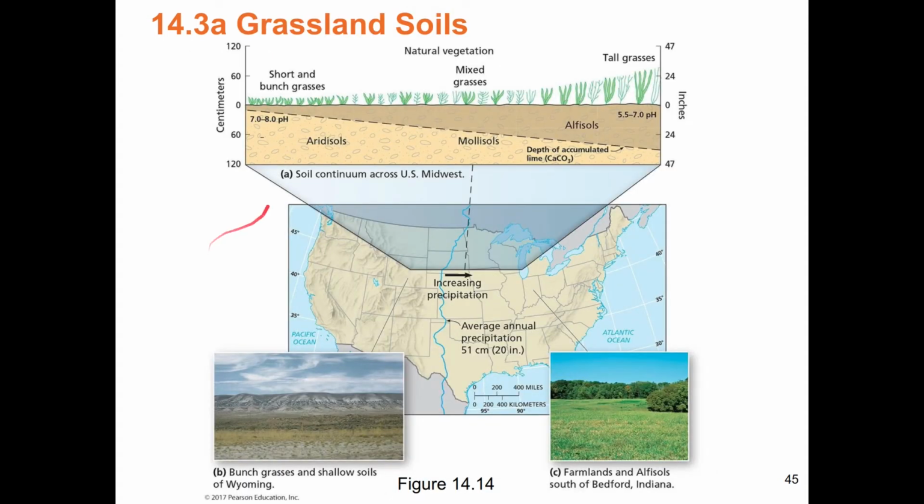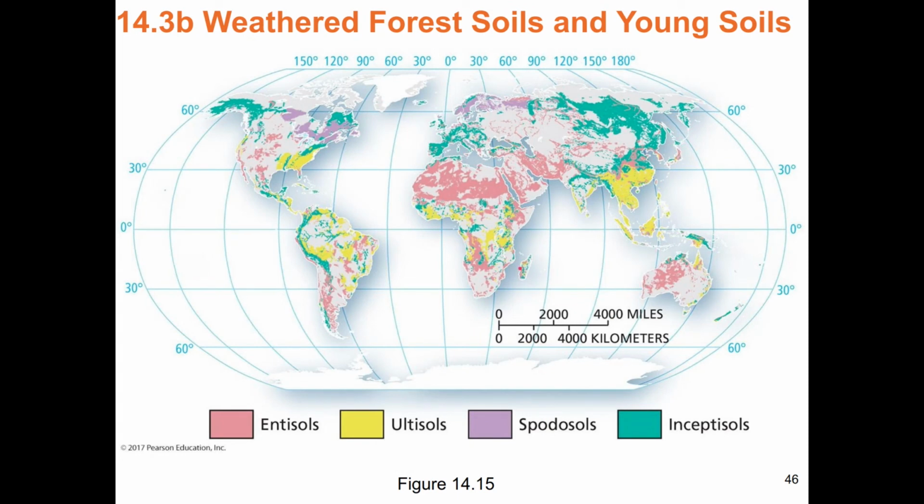Across the American West, there is a spectrum going from the dry aridisols to the fertile mollisols to the slightly less fertile alfisols. They're older forest soils. And the depth of accumulated lime goes deeper with increasing precipitation. So we've got grassland soils: shallow soils and bunch grasses with the aridisols, and then the mollisols, and then we're into farmland and alfisols as you go from west to east across the grasslands, the American prairies.